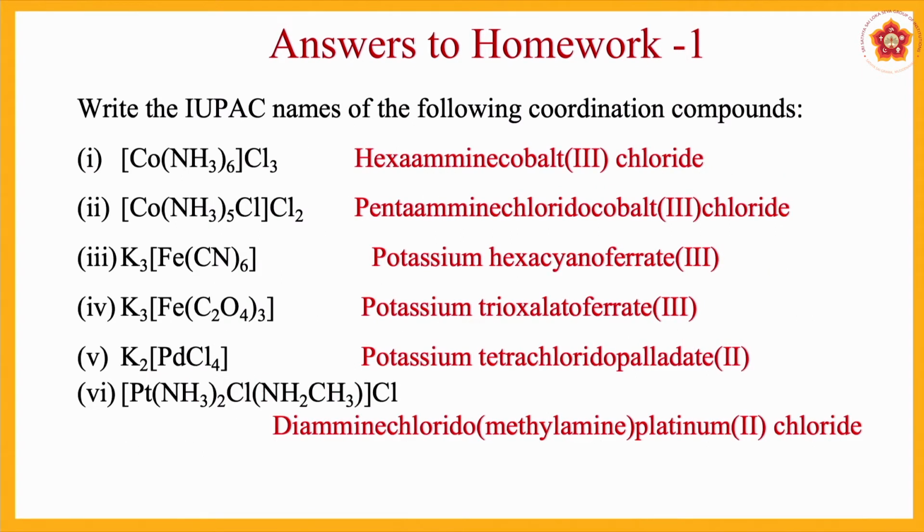given the compounds and asked to write the name. Hexamine cobalt 3 chloride. How did you write it as cobalt 3? Because amine is a neutral ligand, Cl is a negative one, and in total there are 3 negative charges. To balance that, cobalt has to be +3. Similarly, the second answer is quite similar. The third and fourth are similar in the sense that the counter ion is a positive ion, whereas the complex ion is a negative ion.